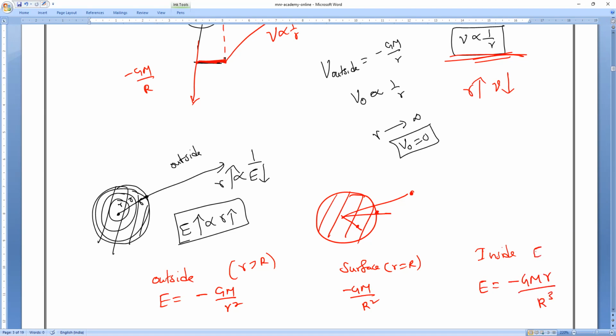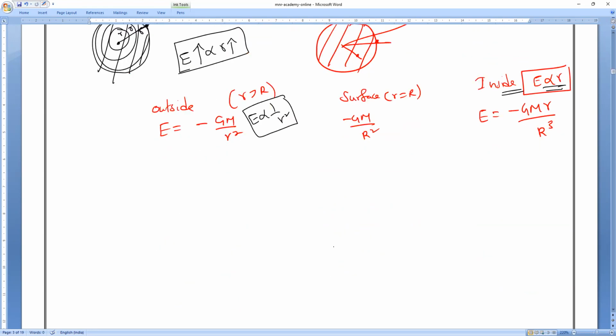But here, what is the relation? E is directly proportional to r. Am I right, everybody? So inside, E is directly proportional to r. But outside, you can see E is inversely proportional to the square of r. Am I right, guys? So inside, r increases, E also increases. But outside, r increases, E decreases. That is what you have to remember.